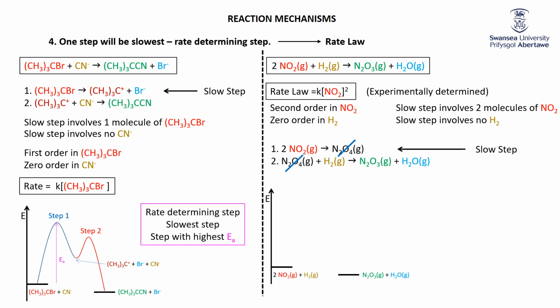Drawing out a pretty little picture, starting with 2NO2 and H2 on the left, ending up with N2O3 and H2O on the right. First step, second step, first step higher than the second step because it's the slow step. First step, you go to the intermediate, N2O4, still haven't used the H2, then the H2 comes in to give you the final products. First step, the highest step, because it's got the highest activation energy because it is the slow step. That's the pretty little picture for that.